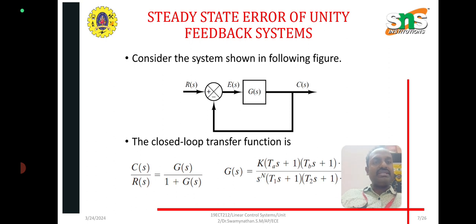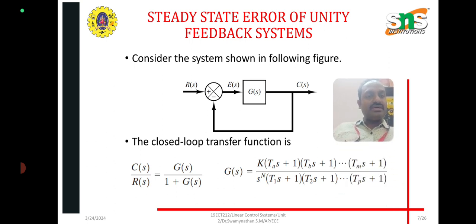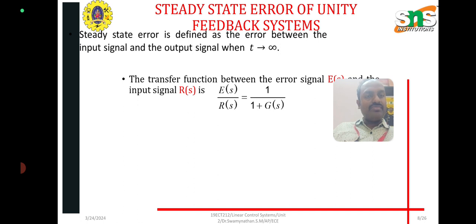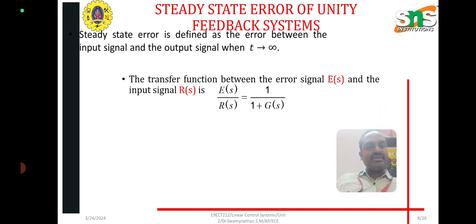The steady state error of a unity feedback system: in the given system, R of S is the input, E of S is the error signal, G of S is the gain of the system, and C of S is the output. C of S divided by R of S, the transfer function, is G of S divided by 1 plus G of S. The transfer function between the error signal and the input signal is E of S divided by R of S.